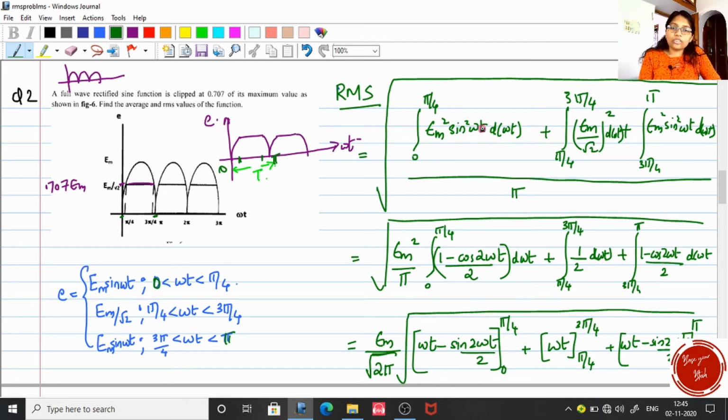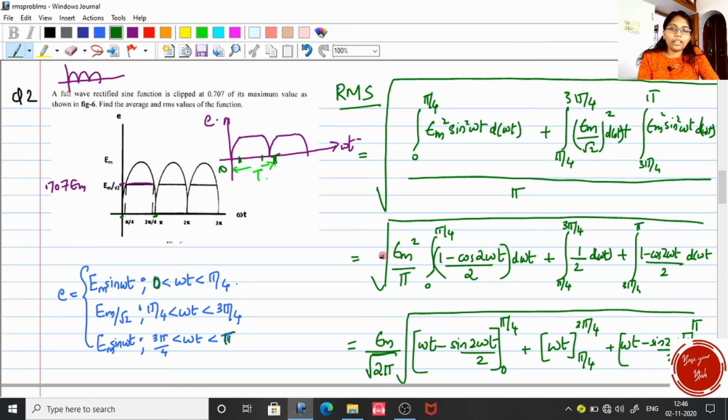Now sin square omega t is rewritten as 1 minus cos 2 omega t by 2 here also. Next let's integrate it. Before that let us take Em square by pi outside the square root. So it becomes Em by root pi, and you can see that 2 is in the denominator for each fraction. So 2 can be taken outside the integration, and when it's taken outside the square root it becomes root 2. So it is written along with pi, root of 2 pi.